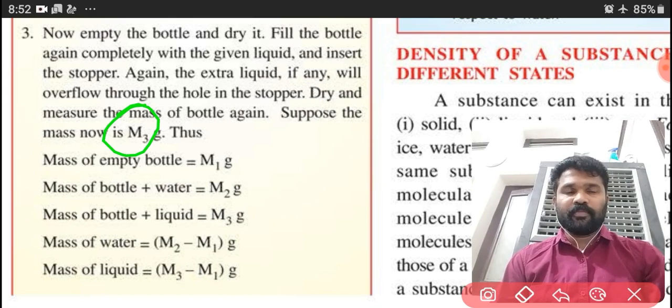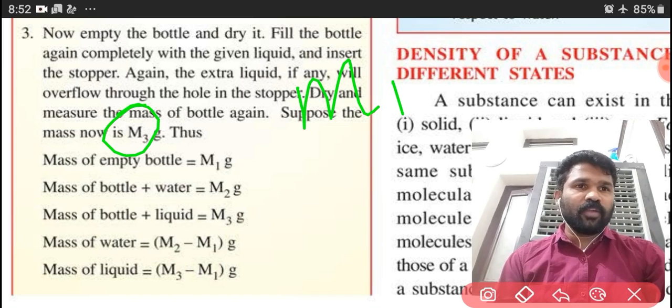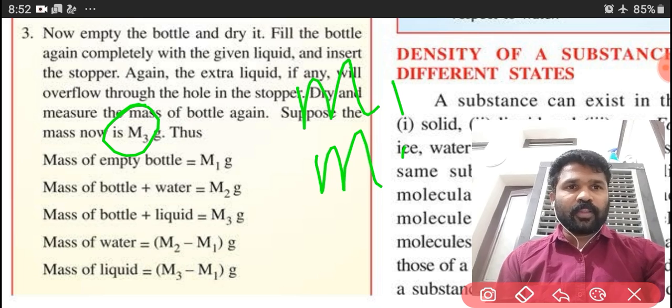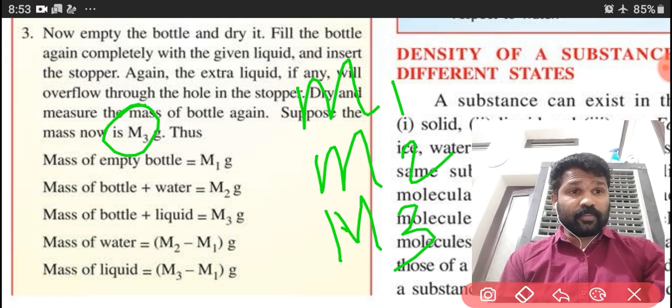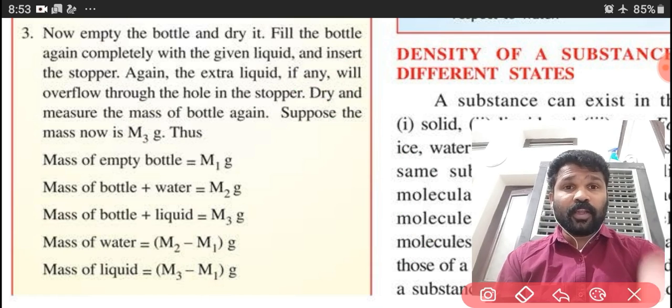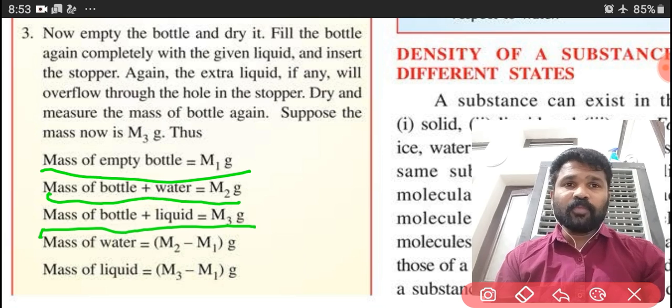Now we have the first empty bottle, that is m1, then with the water, that is m2, and now the third mass, that is m3. Thus, mass of empty bottle is m1 gram, mass of bottle plus water is m2 gram, mass of bottle plus the given liquid is m3 gram.